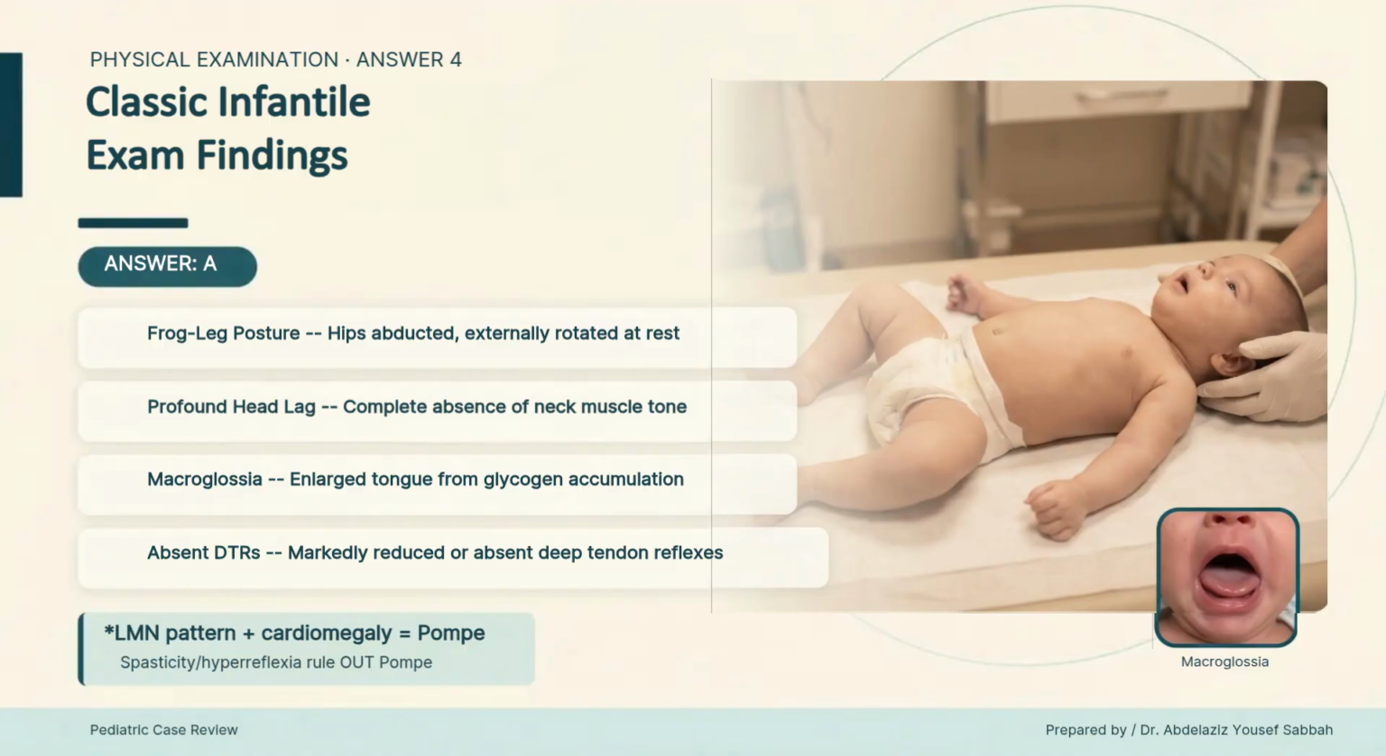The classic infantile examination shows a lower motor neuron pattern of weakness. Frog leg posture means the hips lie abducted and externally rotated at rest because of profound hypotonia. Profound head lag reflects an almost complete absence of neck muscle tone when the infant is pulled to sit. Macroglossia, an enlarged tongue, results from glycogen accumulation in the tongue muscle. Deep tendon reflexes are markedly reduced or absent. The key concept is that a lower motor neuron pattern of weakness combined with cardiomegaly points to Pompe disease, whereas spasticity, hyperreflexia, or extensor plantar responses are upper motor neuron signs and argue against it.